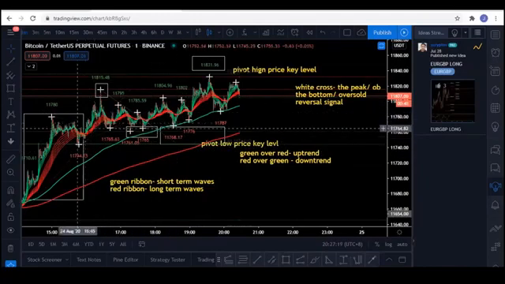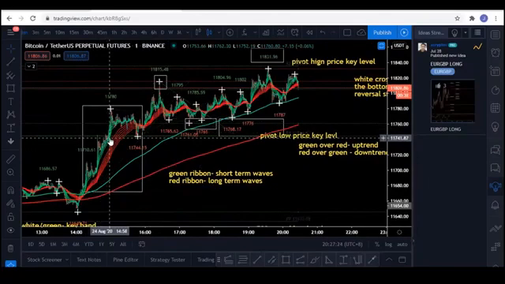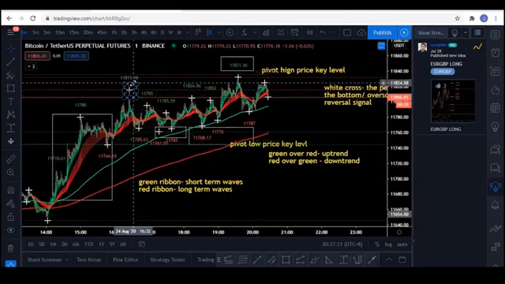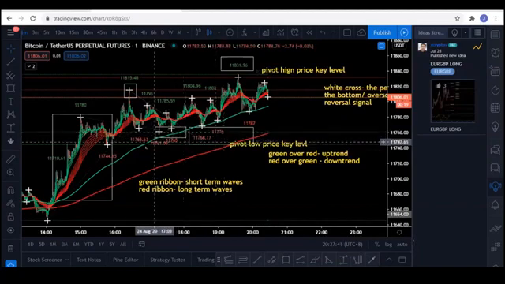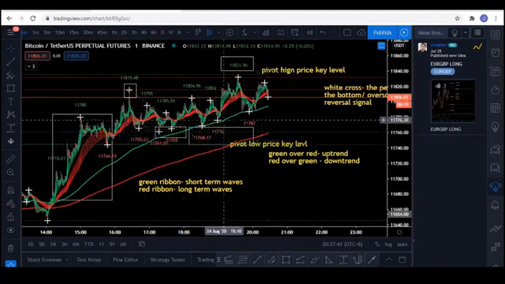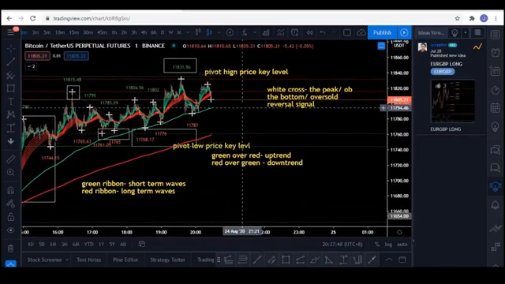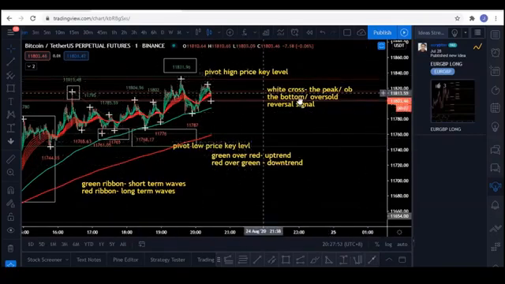Next is our waves or our ribbon. Green ribbon indicates short-term waves and red ribbon indicates long-term waves. So what else? This white cross is the peak or the bottom of our overbought and oversold area. What else? The pivot low price key level and the pivot high price key level. We also have, as you can notice, lots of lines you can see.